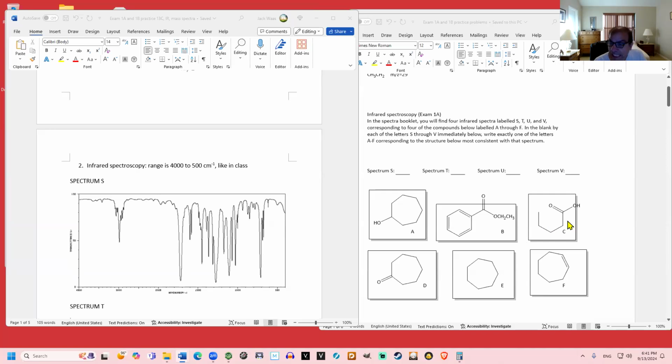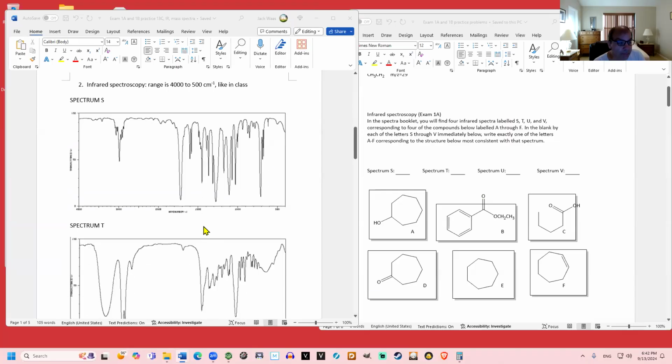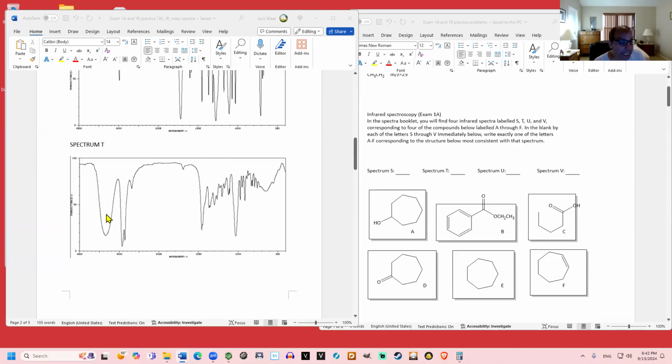So we need either an aromatic ring or an alkene. That rules out C because C is saturated except for the carbonyl. Not to mention that it's a carboxylic acid. And if we had a carboxylic acid, there'd be this huge peak obliterating pretty much all of the upper frequency end. So we know it's not that. It also can't be D because D is also saturated except for the carbonyl. So it has to be B. Let's see, I can't write a B on this, but spectrum S has to be B because we've ruled out everything else.